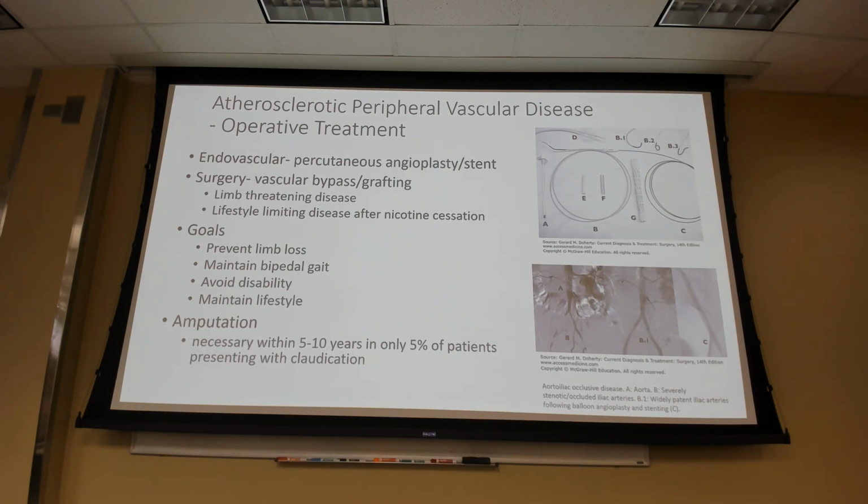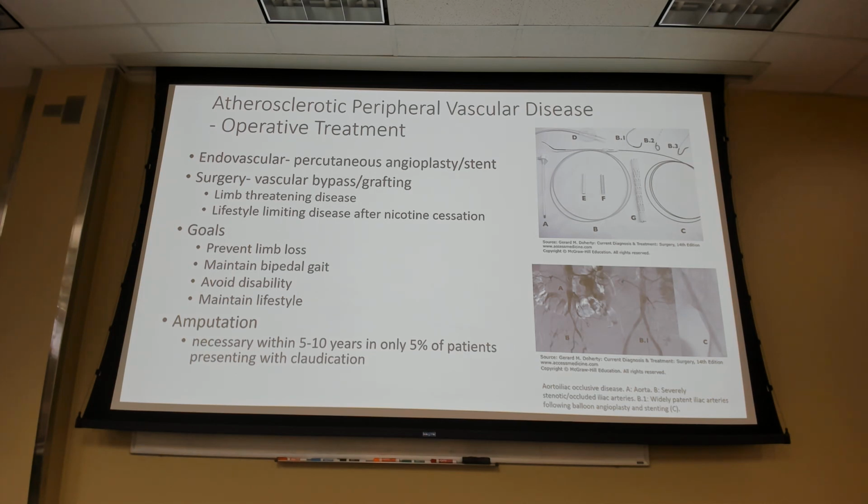All right, so what are our treatments? What are our operative interventions for peripheral vascular disease? So we can do endovascular repair, so we can put a stent in there. We can do percutaneous angioplasty. And then if there's limb-threatening disease, we can do a bypass and grafting for it.